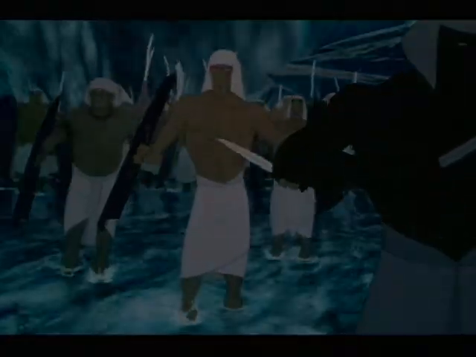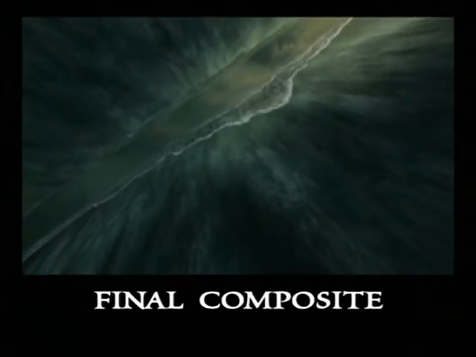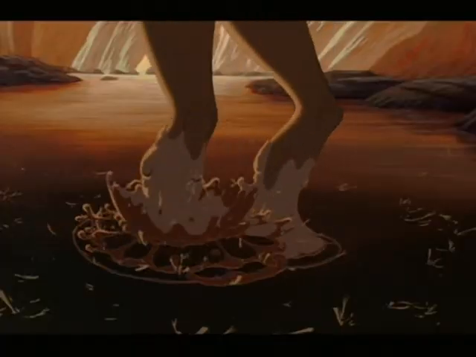In this sequence, from the parting of the Red Sea, we used a combination of traditional and digital effects. We took traditional 2D drawings and applied them to the 3D rendered surface of the collapsing wall of water to enhance the foam effects.